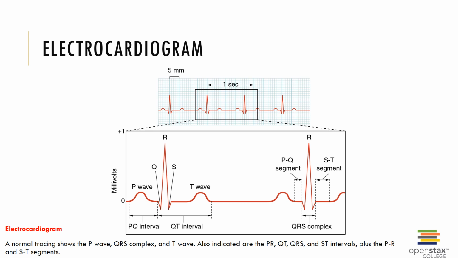The PR interval, if this interval is greater than 200 milliseconds, it can indicate damage to the AV node. The QT interval, if there is an increase in the length of this interval, it is a strong indicator of an increased risk for heart attack and suggests ventricular tachycardia. Tachycardia is a condition in which the heart rate is faster than normal, generally greater than 100 beats per minute.